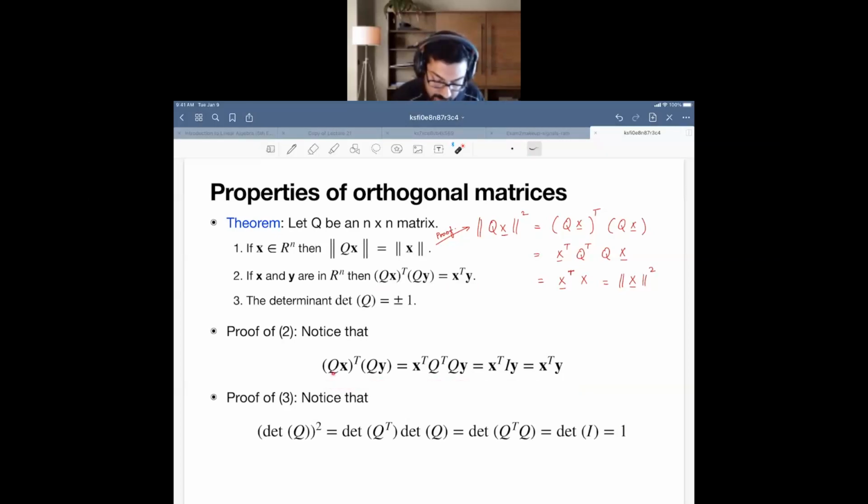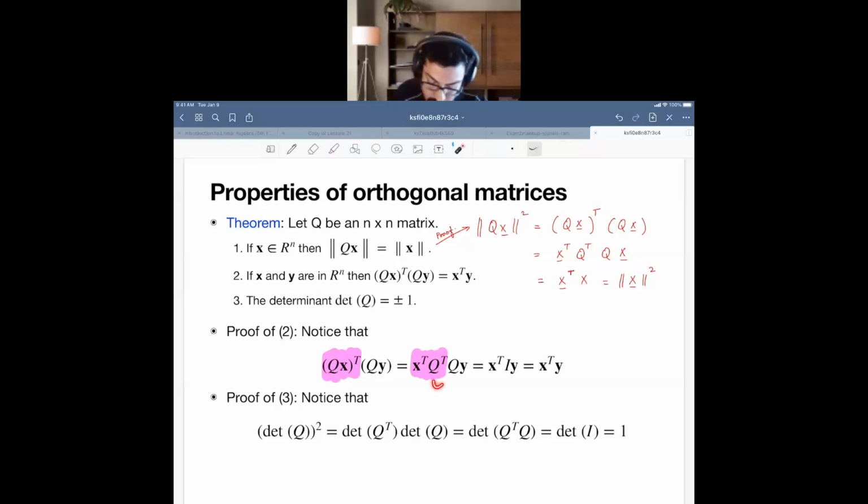Consider the product (Qx) transpose with Qy. x and y are two vectors in R^n, and Q is the orthogonal matrix. Again, using the same reasoning as before, (Qx) transpose can be written as x transpose Q transpose. So when you transpose, you reverse the order there. Qy remains as is.